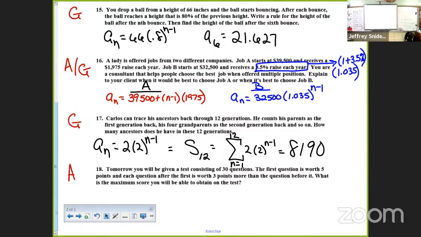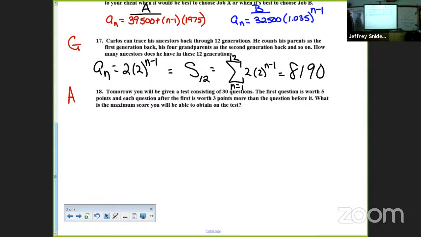All right, let's do number 18. Tomorrow, on Saturday, you will be given a test consisting of 30 questions. The first question is worth 5 points, and each question after the first is worth 3 points more than the question before it. What is the maximum score you'll be able to obtain on the test?